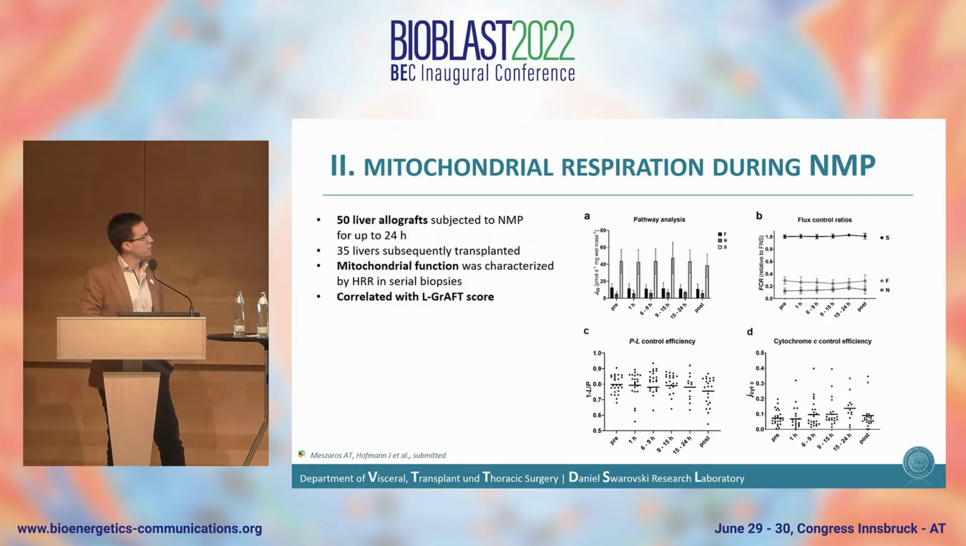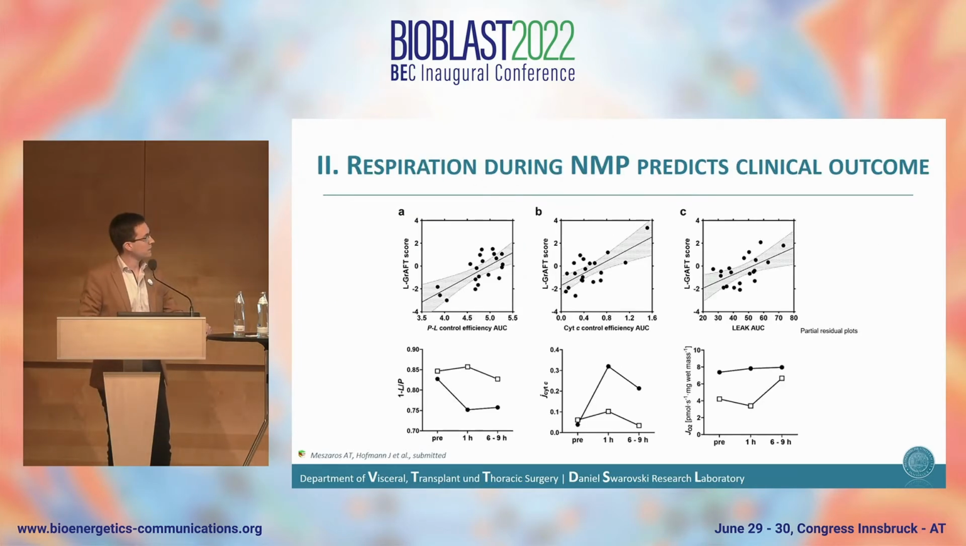But there is a huge variance in the single liver data here, and the question is whether this correlates with the outcome. So these are the correlation analyses, a multiple regression model, and what you see here is that the P-L control efficiency, the cytochrome c control efficiency, and the leak respiration correlate very nicely with our clinical endpoints if you measure them during the first 6 hours of machine perfusion.